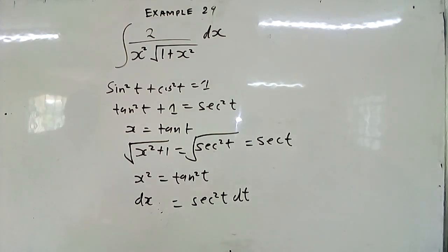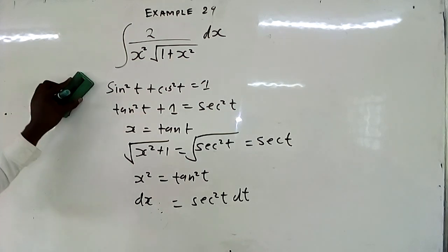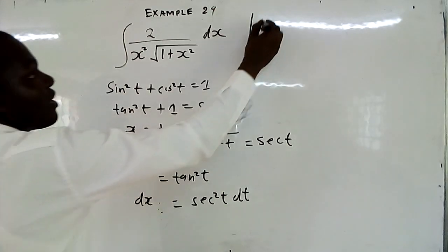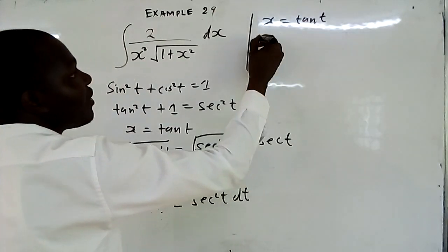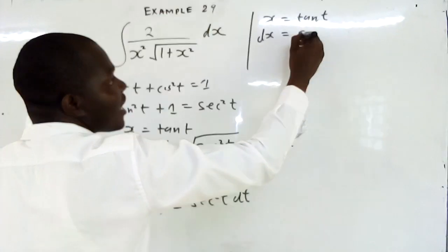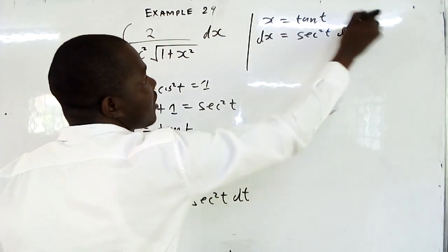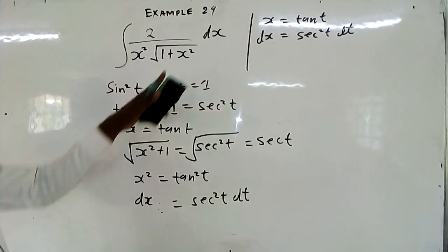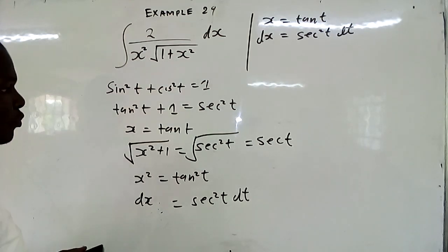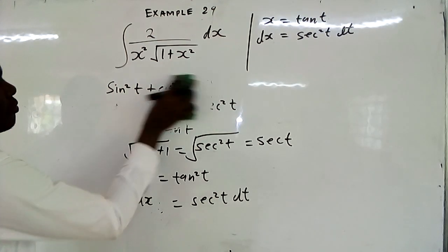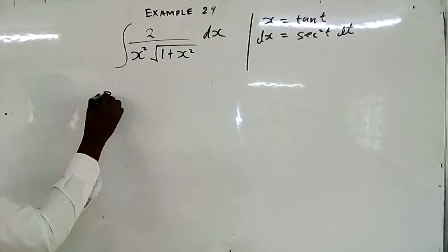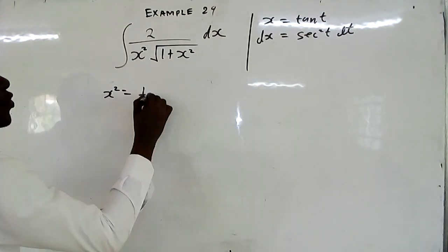So from here, what have you found? We let x be equal to tan t. Then we found that if you differentiate x with respect to t, dx over dt is sec squared t. If you take dt to the other side, you get sec squared t dt. Then at the same time, if you substitute here, what have we found? We found this. So what is x squared? x is tan t, meaning x squared is tan squared t.